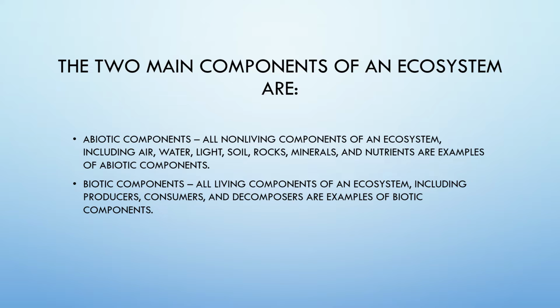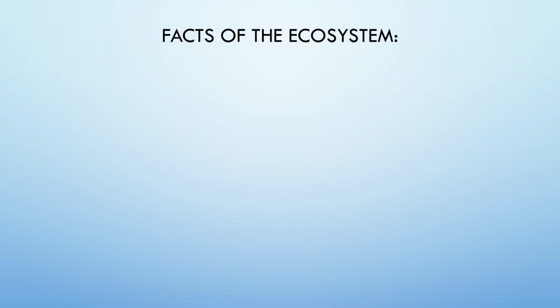Abiotic components are all non-living components of an ecosystem. Air, water, light, soil, rocks, minerals, and nutrients are examples of abiotic components. Biotic components are all living components of an ecosystem. Producers, consumers, and decomposers are examples of biotic components. Here are the facts of the ecosystem.